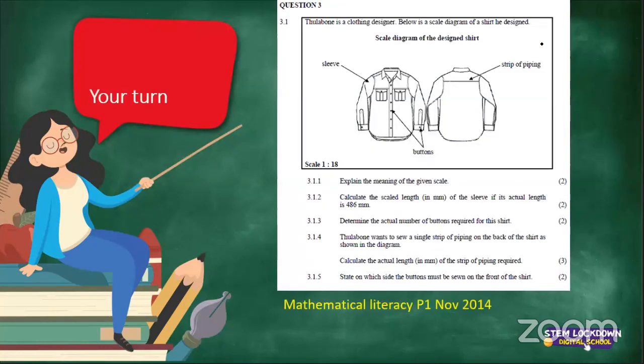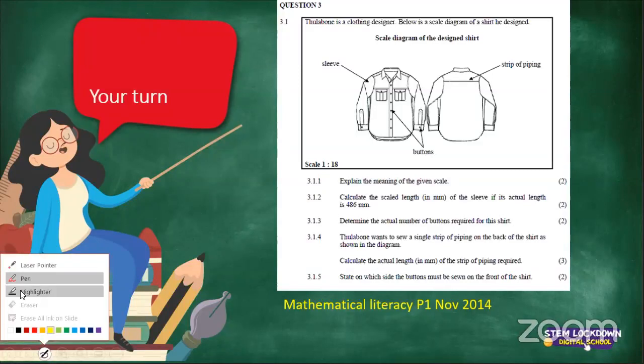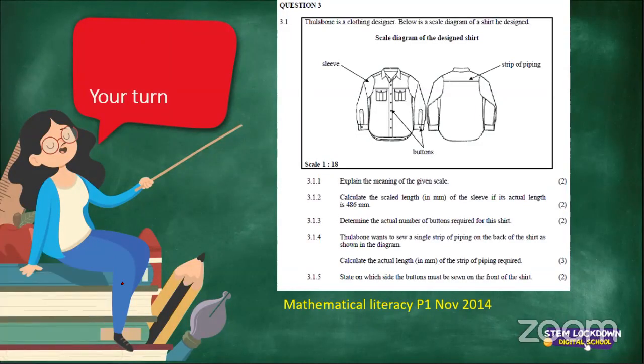Now it's your turn. I've spoken a lot today. Here is an example. Tulabon is a clothing designer. Below is a scale diagram of a shirt he designed. Question number 1, explain the meaning of the scale. There's your scale. What does the scale mean?